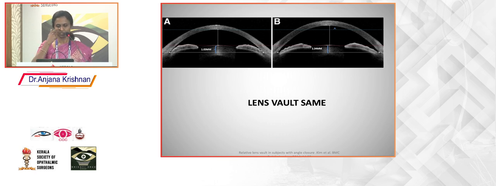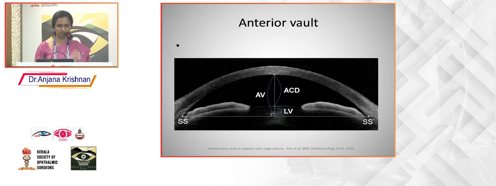So these pictures both show the same lens vault. The scleral spur line has been aligned and the lens vault is almost the same, but as we can make out, the anterior chamber depth is different. The first one is a narrow, shallow AC, and the other one has a larger anterior chamber. So even though the lens vault is a predictor for angle closure, sometimes it may not give a correct result.